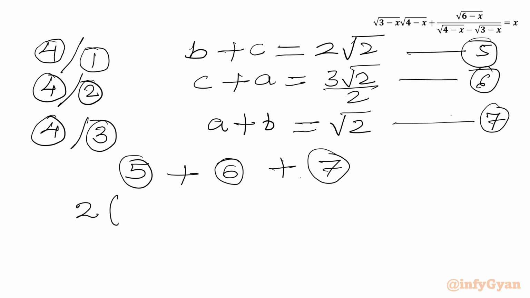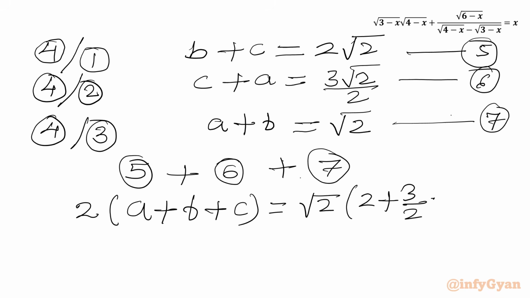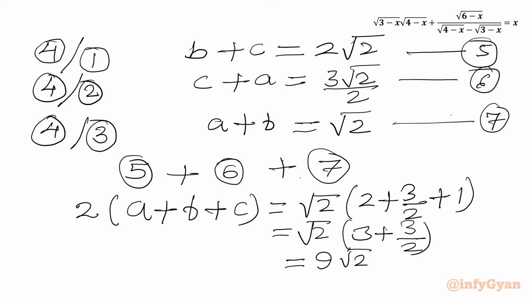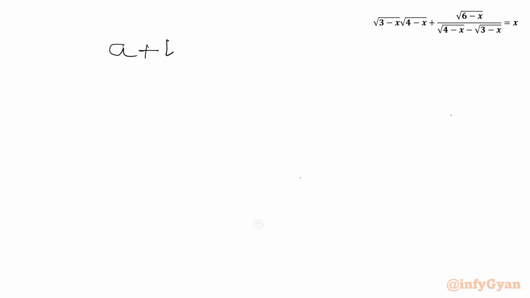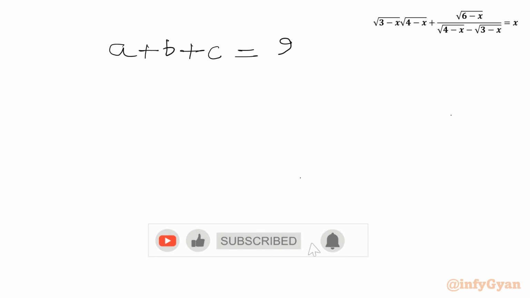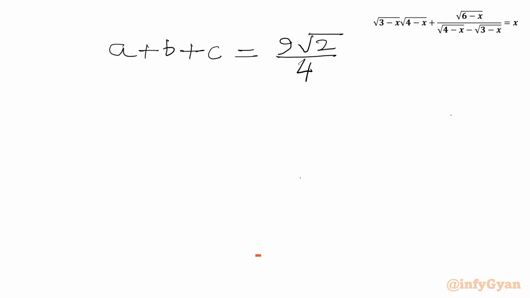We will get 2 times (a plus b plus c) on the LHS, and on the RHS we will take root 2 common. So in the bracket there would be 2 plus 3 over 2 plus 1, which will be equal to root 2 times (3 plus 3 over 2), which is 9 over 2. So we can write 9 root 2 over 2. This is equal to 2 times (a plus b plus c). Now we have to divide by 2 on both sides to get the value of a plus b plus c. We will get a plus b plus c equal to 9 square root 2 over 2 times 2, I am writing 4. Now let us say this is equation number 8.